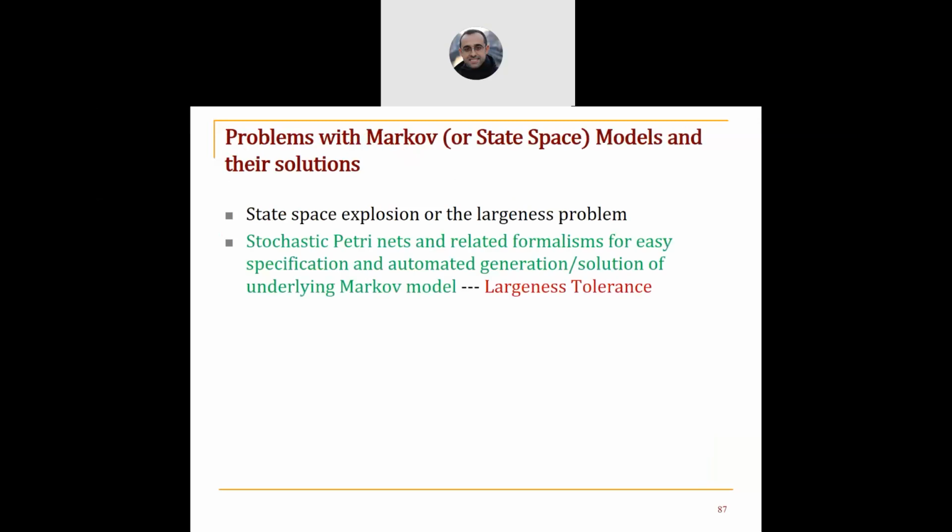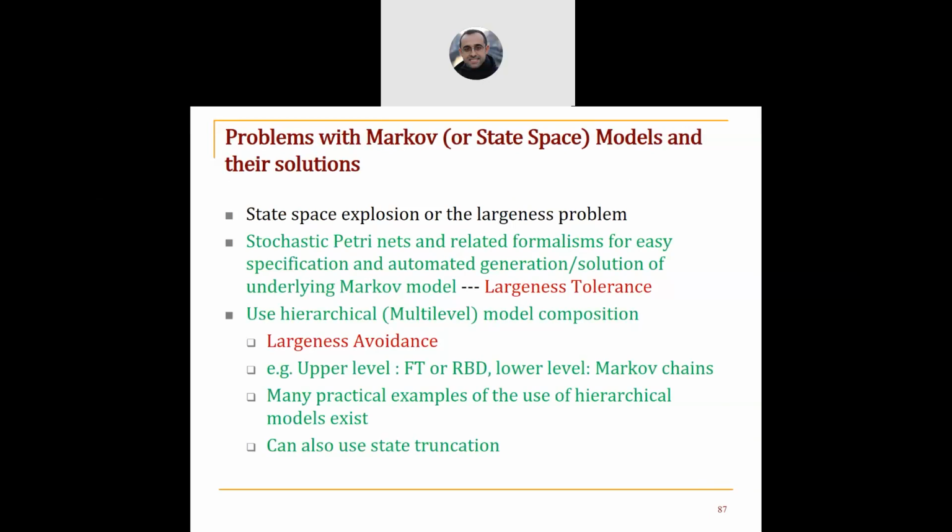Stochastic Petri nets and related formalisms by themselves are nice, but they are not able to solve the real problems, at least in the context in which I have worked. And so the next approach is what may be called multi-level models or hierarchical models. And this will be called largeness avoidance, because a large Markov model will never be generated, will never be stored, and will never be solved.